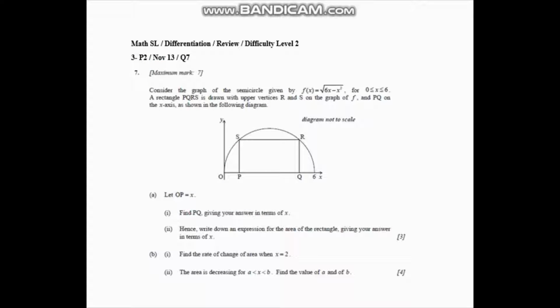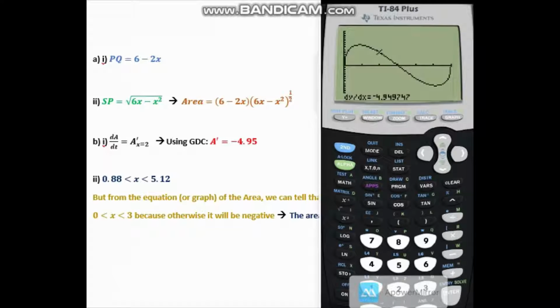In part C, I am told that the area is decreasing for a less than x less than b. Find the value of a and of b. So let's check this out using the GDC. So this is the graph of the area, and obviously it decreases from this region to this region.